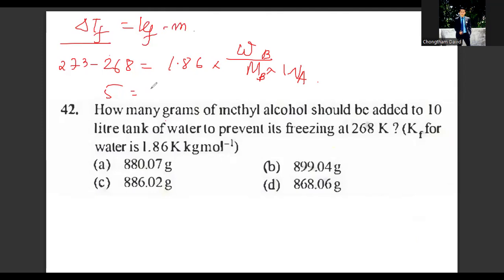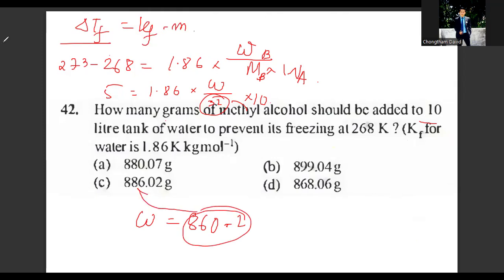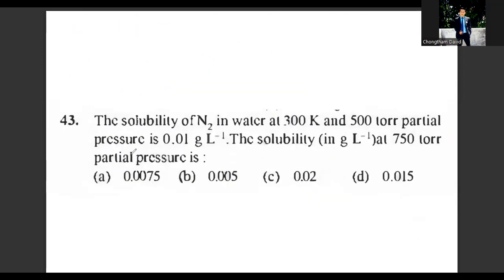So after subtracting, you have 5 equals 1.86 into weight. Now you have 32, because 32 is the molar weight of methanol. And how many grams of this per liter? 10. So after calculation, the weight would give rise to approximately 860.2. So 860.2, which is approximately, the closest answer would be C. C is the answer for question number 42. I hope it's understood. Let's read question number 43.